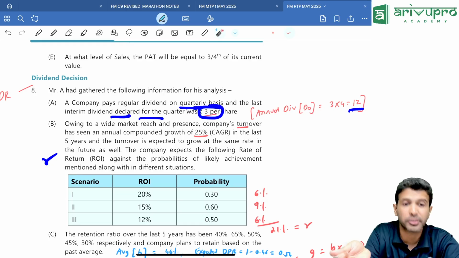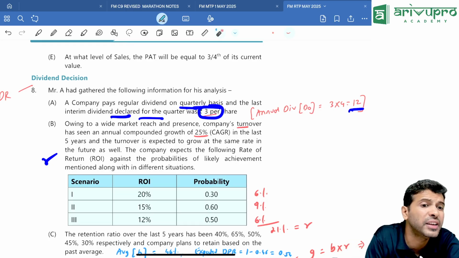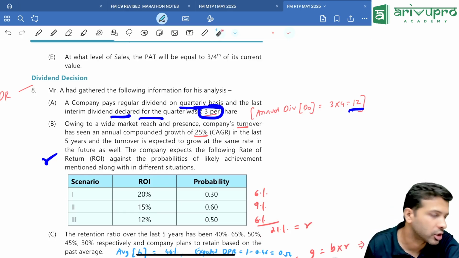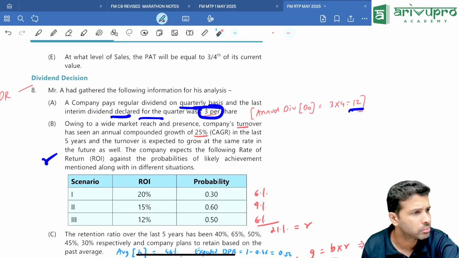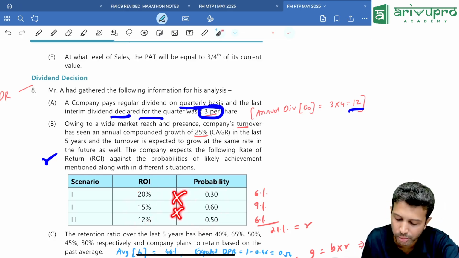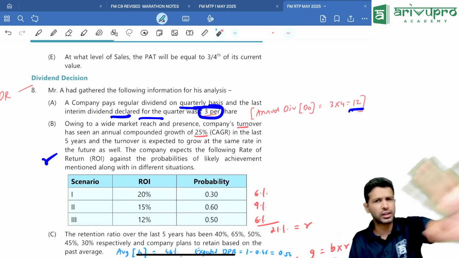We need R, no sir. To calculate Walter and Gordon, we need R. That is your R. R is how much? 21%. Okay, any problem? Ditto question. Just take the various returns and multiply by the various probability percentages. Same question. No change from our class notes.